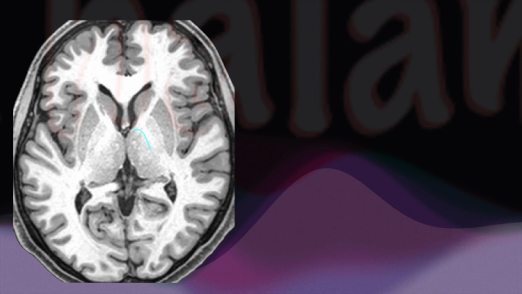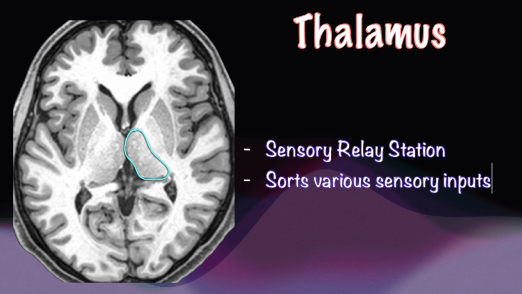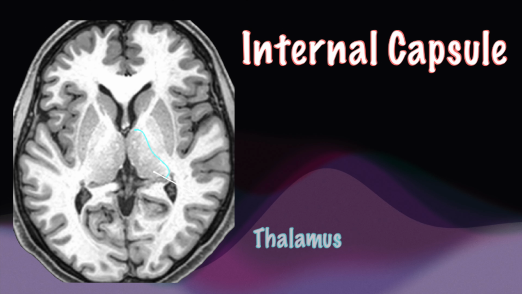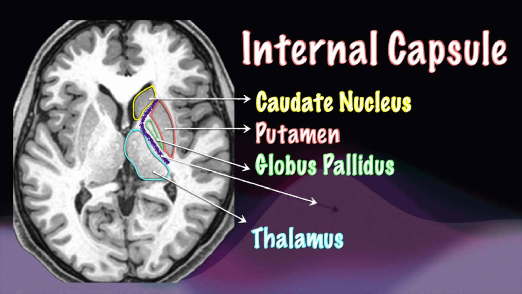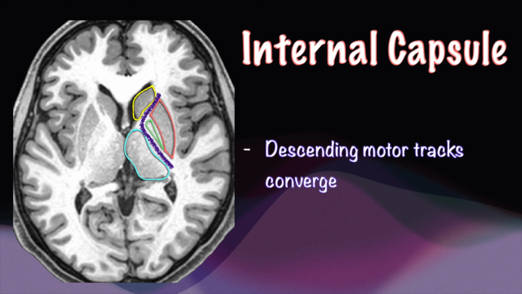Then we have the thalamus, which acts as a sensory relay station and sorts out the various sensory information. Here you can see only that the thalamus is present on the side of the third ventricle. The structure between the thalamus and basal nuclei is called the internal capsule, where all the descending motor tracts go down to the brainstem and spinal cord. It is important to know about this area, as a small hemorrhage or an infarct in this area will result in paralysis of half of the opposite body.